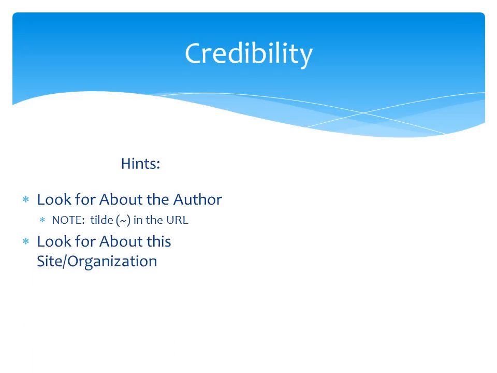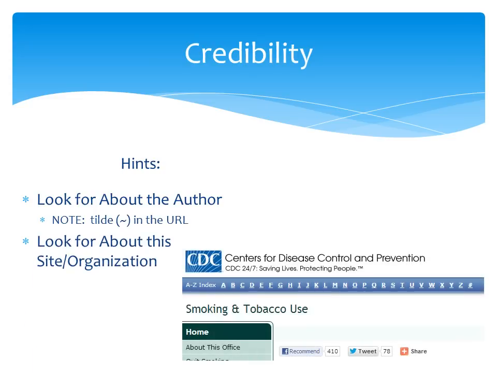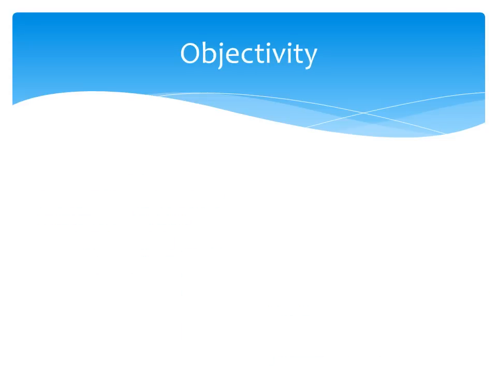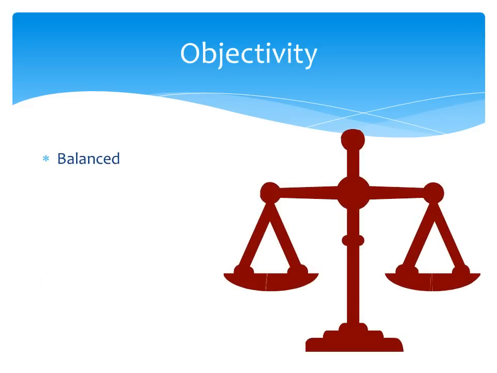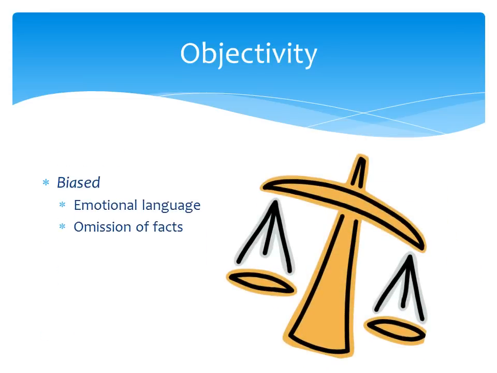Look for an about this site or organization. You want to find out whether or not this organization has the credentials to share the information that you're looking at. This brings us to objectivity. Objectivity refers to how balanced the information on the website is. For instance, if you're researching a controversial subject, does it show both the pros and the cons of the issue? If not, you may be looking at a biased website.